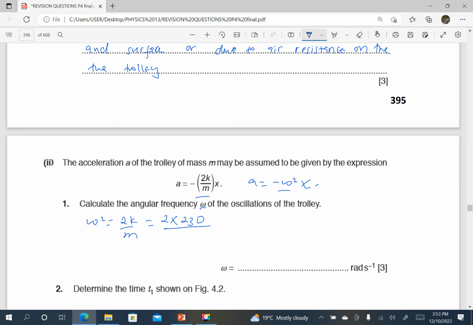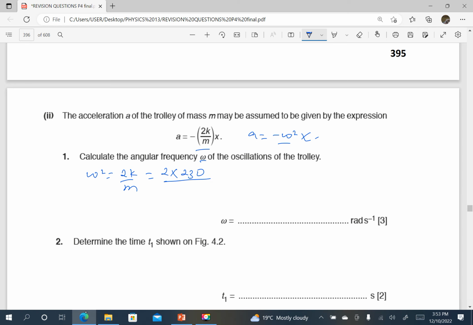So this is going to be 950 divided by 1000, that is 0.95. So we find omega from the square root of 2 times 230 divided by 0.95. So this is 22.00, which is approximately 22.